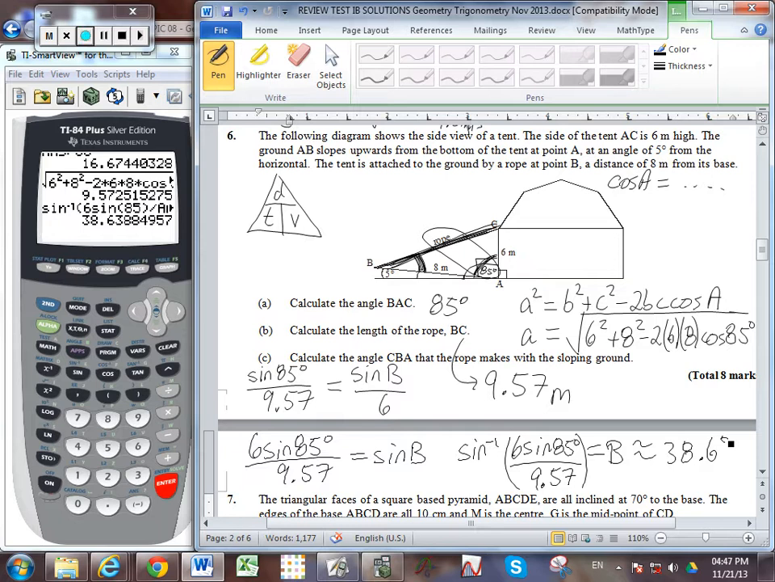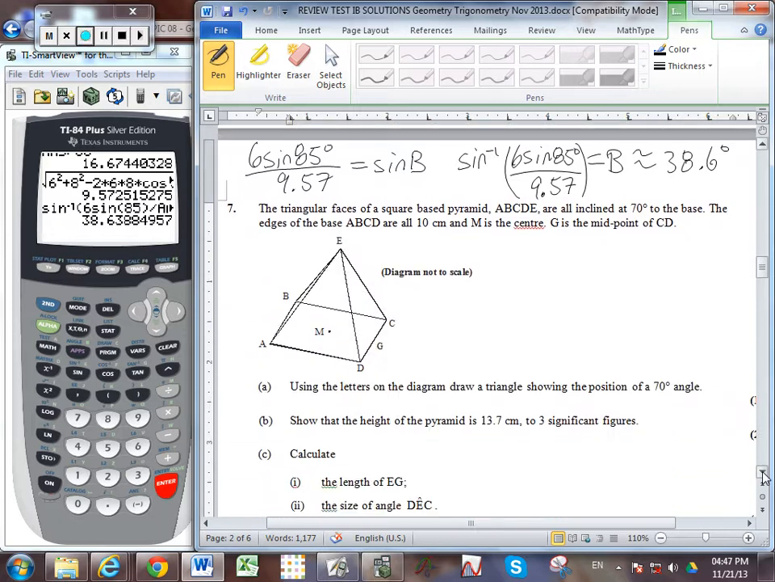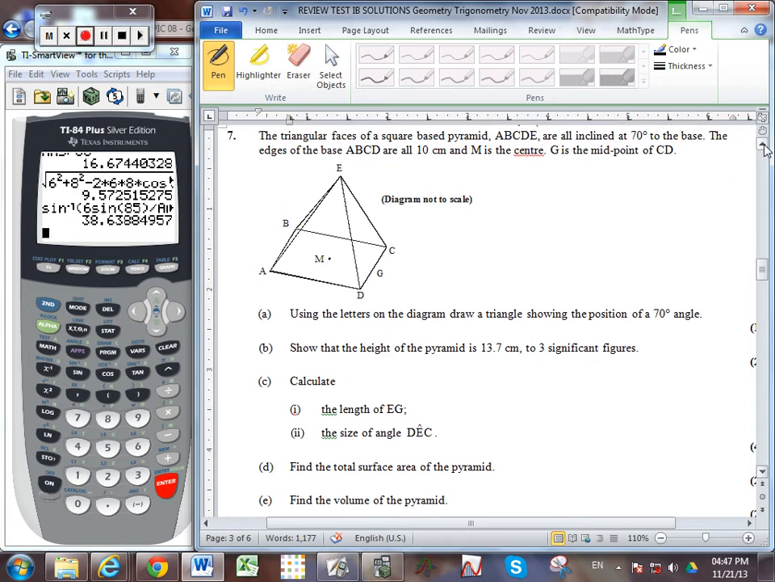Let's move on to number 7. The triangular faces are all inclined at 70 degrees to the base. Now, I want you to imagine that we are looking at this pyramid right here. Imagine yourself moving a little bit over to the left with a pyramid, so we're kind of rotating around the pyramid to gain a slightly different perspective, and then let's rotate kind of downwards until our eyes are at the level of the square base. So we should end up seeing something kind of looking like this.